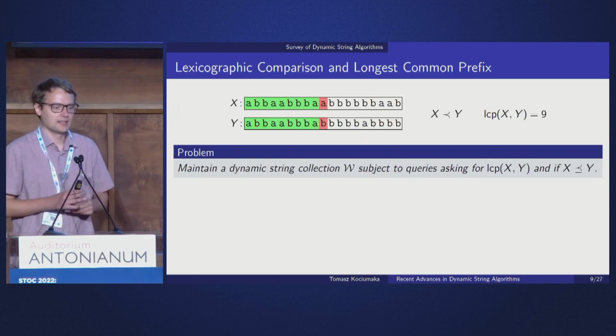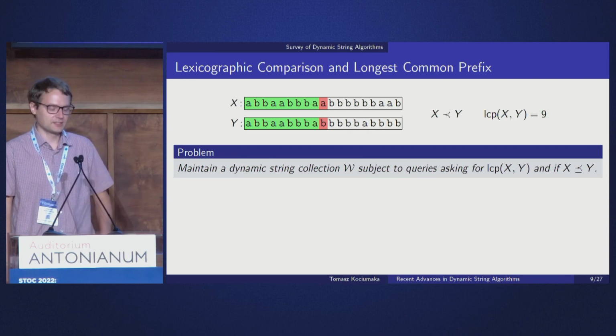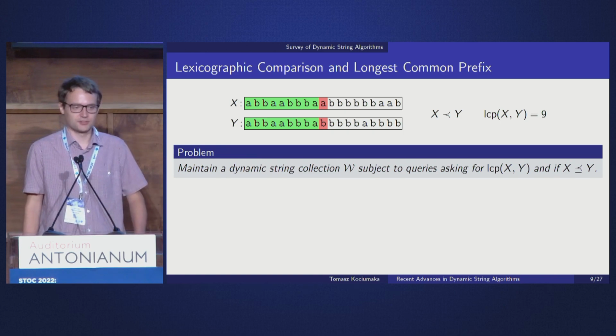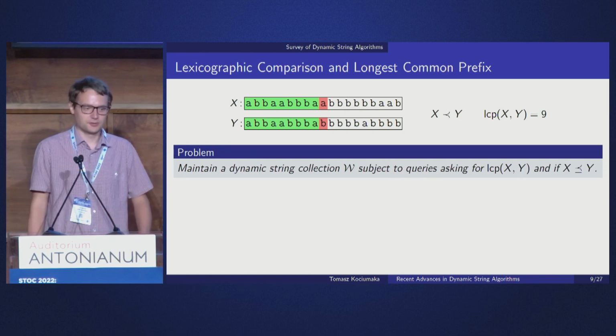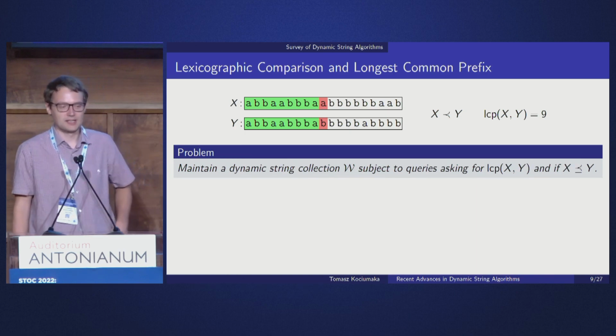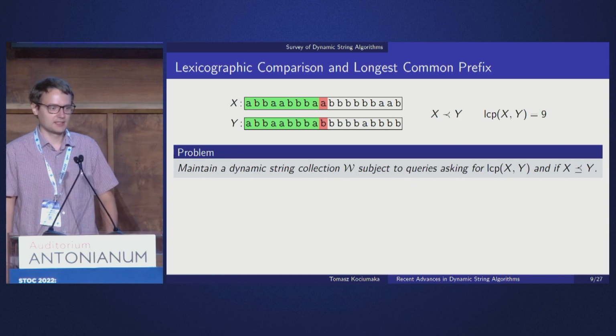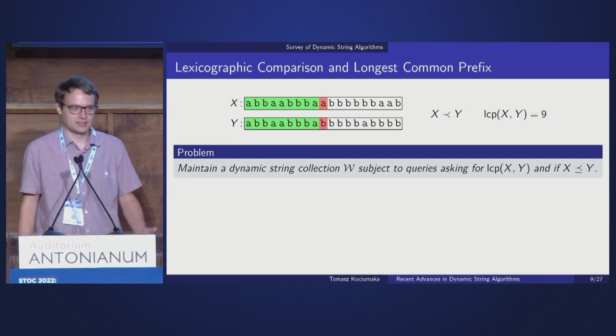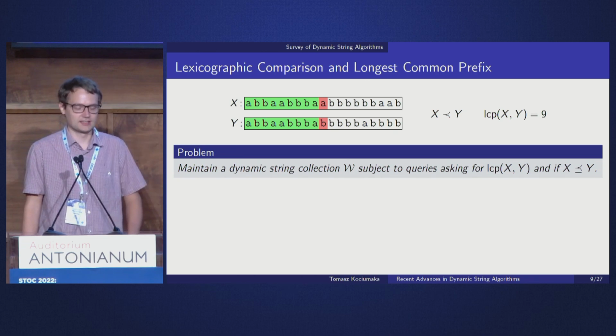And a fairly useful generalization of equality queries are queries asking to compute the longest common prefix of two strings and also to determine which string is lexicographically smaller than the other. And here you can see a pair of strings. The green prefixes are the same, so the first 9 characters are the same in those strings, and you have a mismatch at the 10th position, which is indicated by these red characters.